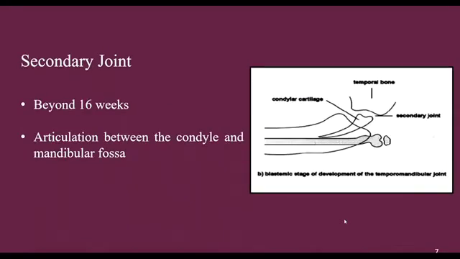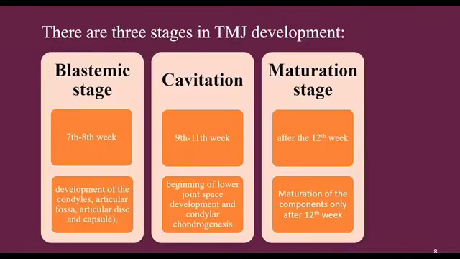Secondary joint. The thickened posterior ending of tympanic cartilage is the primordial cartilage called the malleus. Secondary joint exists beyond 16 weeks and this joint is articulation between the condyle and mandibular fossa. There are 3 main steps in TMJ development, the blastemic stage, cavitation and maturation stage.